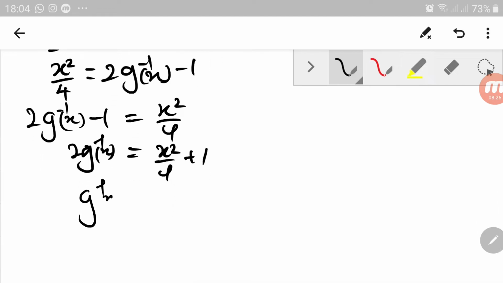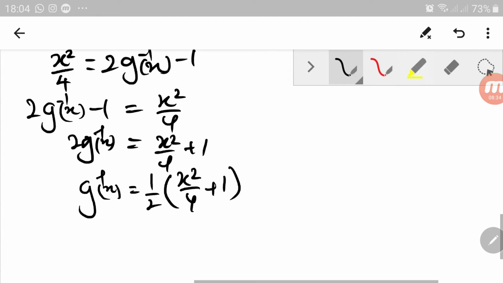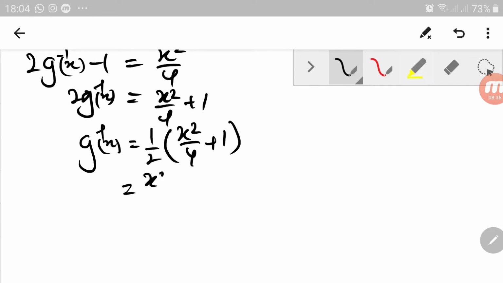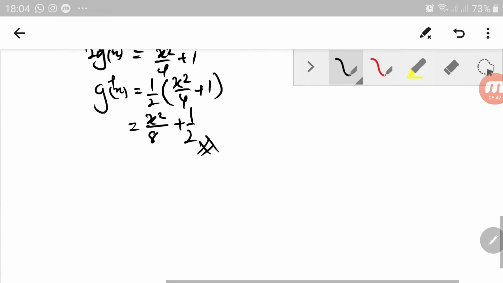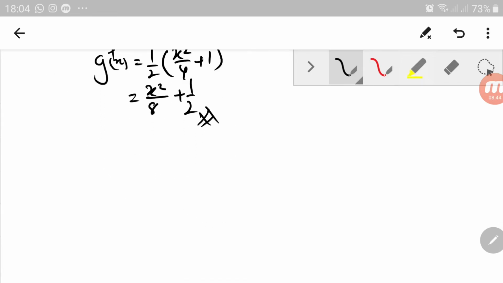Okay, g inverse x is half of x squared over 4 plus 1. So what we have is x squared over 8 plus half. Yeah, so this is the inverse. Okay, that one done. What else?